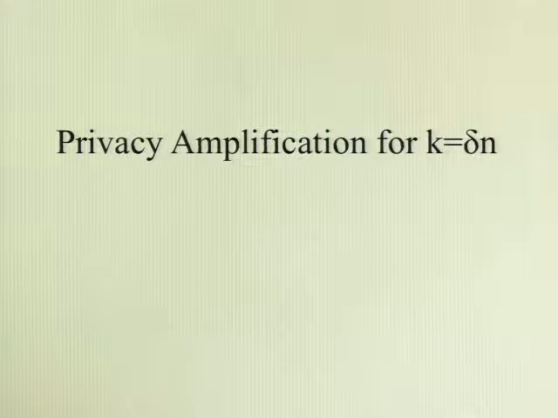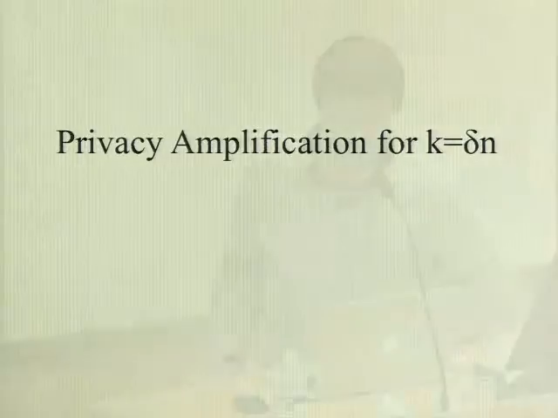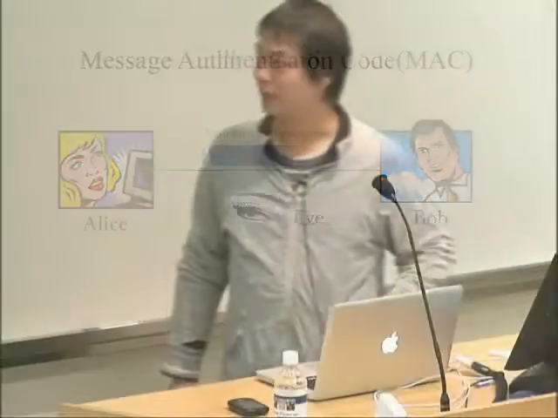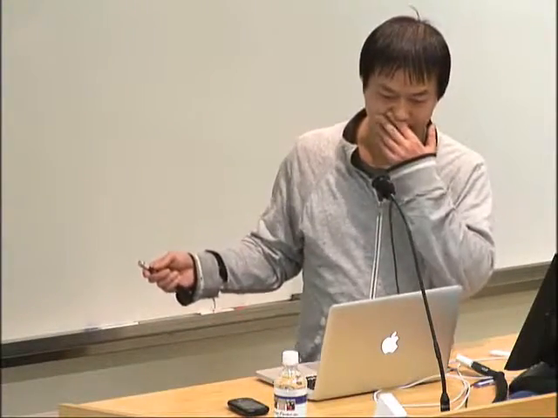Okay. So in the rest of the talk, I'm going to describe those privacy amplification protocols for entropy rate k equals delta n, for any constant delta. To describe the protocol, I'm first going to introduce some cryptographic primitive called the message authentication code, or you can simply say MAC.